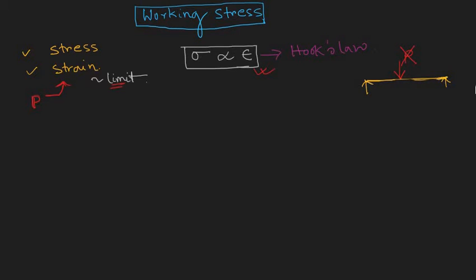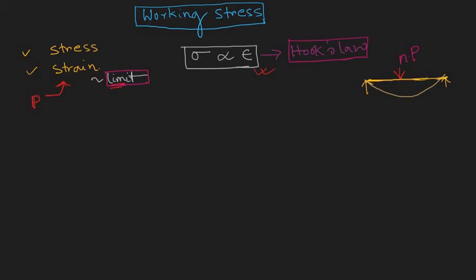Now what happens if the load is more than this limit? As the load crosses this limit, Hooke's law is no more valid. And what will happen then? Let's say now your load is too high, and we denote the load as n times P. Now the deflected shape is like this.